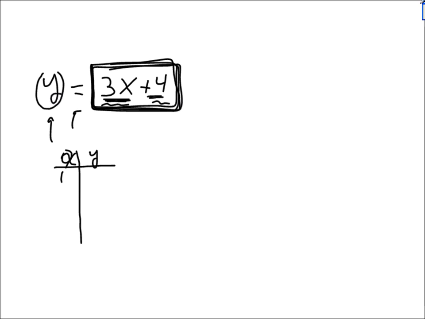X is 0, 1, and 2. I multiply 0 by 3, I get 0, and then I add 4 to it. That's 4. I multiply 1 by 3, I get 3, and then I add 4. That's 7. I multiply 2 by 3, I get 6, and then I add 4. 6 plus 4 is 10.